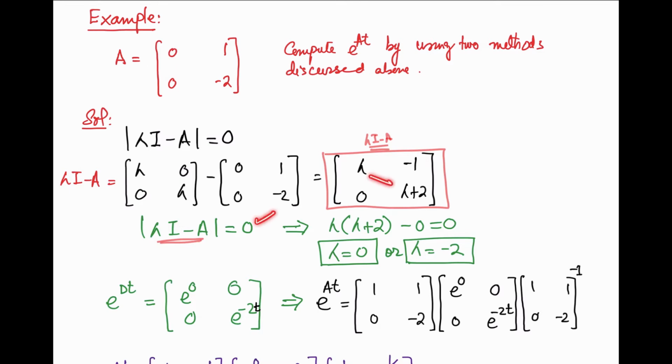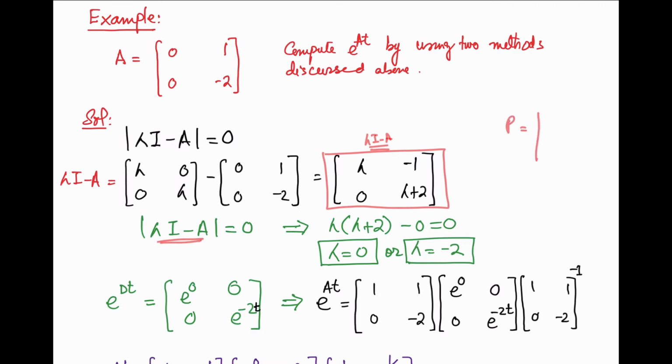So determine the determinant of this one, lambda into lambda plus 2 minus 0, setting it equal to 0. Solving it for lambda, lambda is equal to 0 or lambda is equal to minus 2. These are the two roots. Now we know the roots, now we can find out the matrix P.